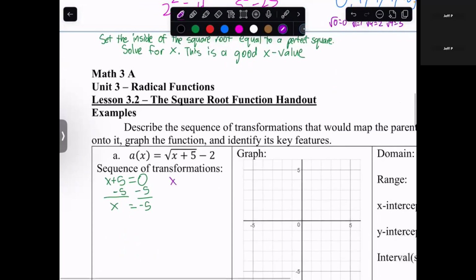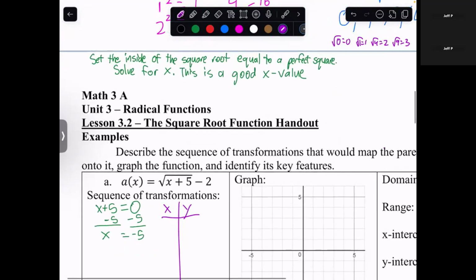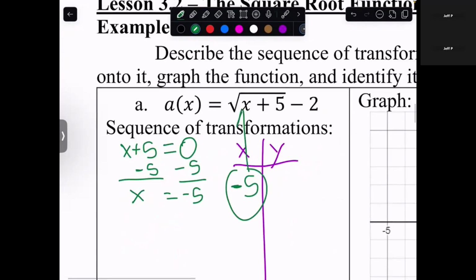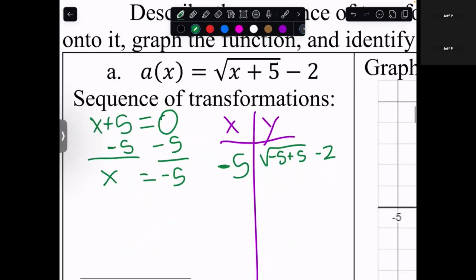Okay, so for this problem, now that I've identified that -5 is a good x value, I will go ahead and calculate what the y value is when x is -5. You would plug -5 in for x. So you take the good x value and plug it into the given function.